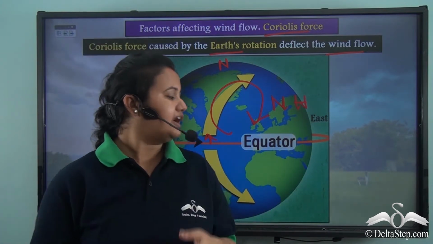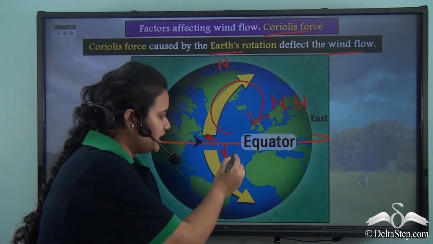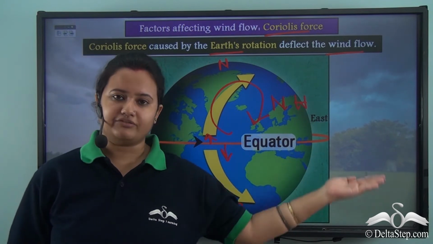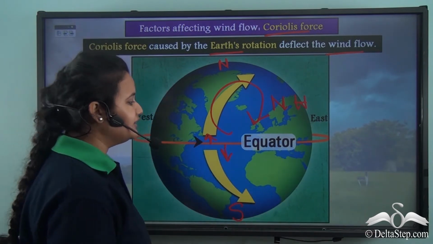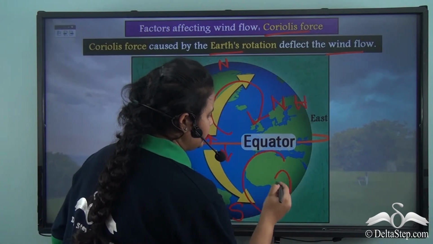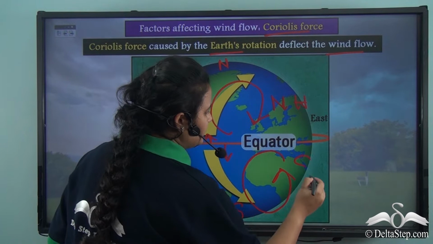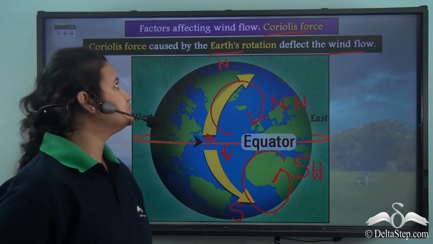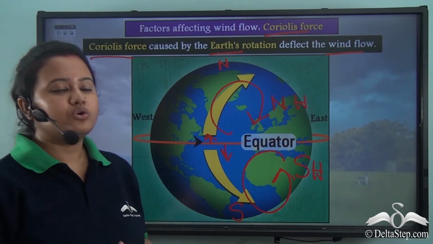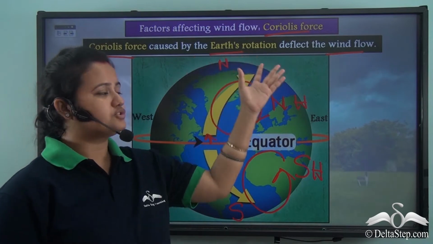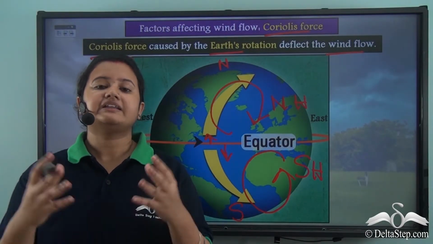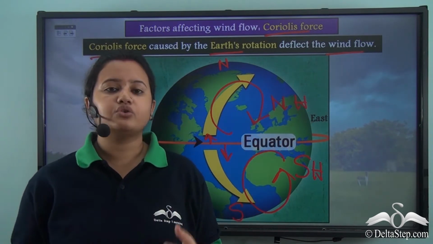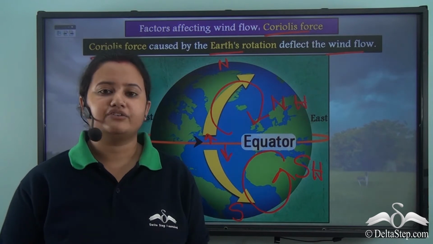On the other hand, the wind blowing towards the south from the equator gets deflected to the left. In a broader sense, the wind rotates anti-clockwise in the southern hemisphere, and this deflection is caused due to Coriolis force, and Coriolis force is caused by Earth's rotation. So here we see that the direction in which the wind blows depends on Coriolis force. So Coriolis force is another factor that affects wind flow.